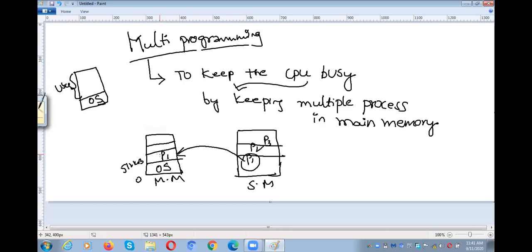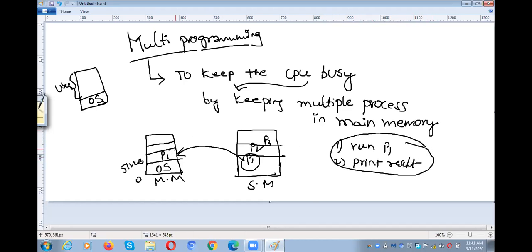So what is the task? What is the problem? I already told you we need to run P1 and we need to print the result. That is our task. Right? So whenever P1 is available in the main memory, we can assign it to the CPU for execution. After execution, the result will be printed by the printer.